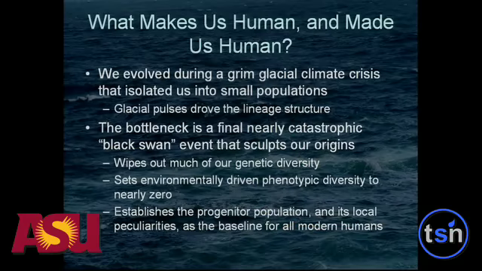Modern humans originated during a grim glacial climate crisis that isolated us into small populations. Glacial pulses drove further early diversification. That genetic bottleneck is a final, nearly catastrophic black swan event that sculpts our origins. It wipes out much of the genetic diversity that our species had accumulated over a very long time. It sets environmentally driven phenotypic diversity to nearly zero. It establishes the progenitor population, its local peculiarities, and sets a baseline for all modern humans.